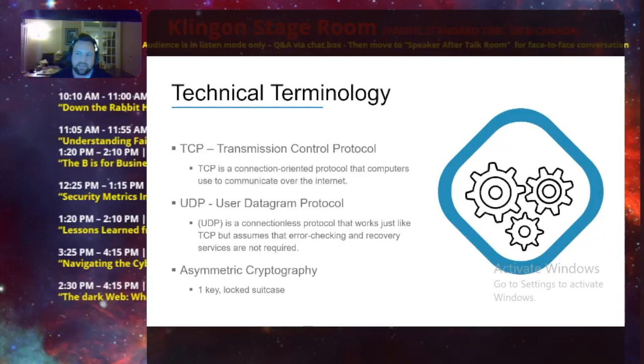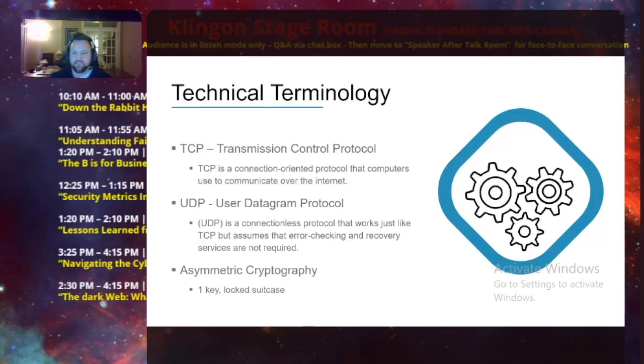I promise this is my last slide on technical terminology. So TCP stands for Transmission Control Protocol. It is a connection-oriented protocol that allows for error checking and ensures that information is received. It differs from UDP, which is a connectionless protocol that simply assumes the user receives the information.